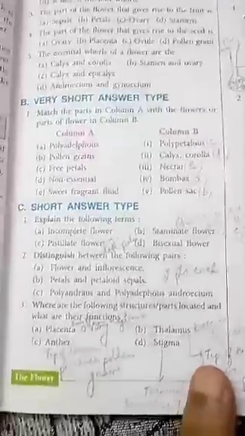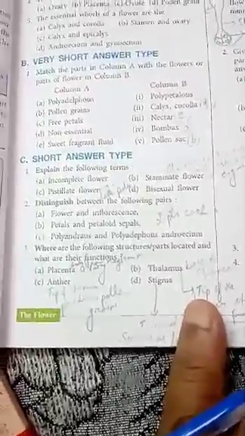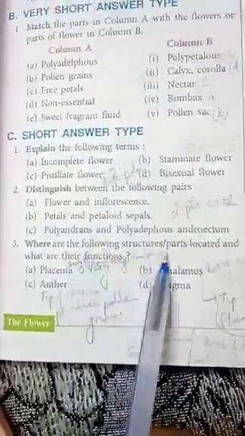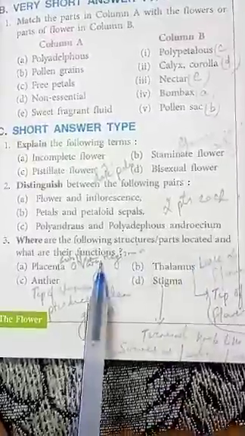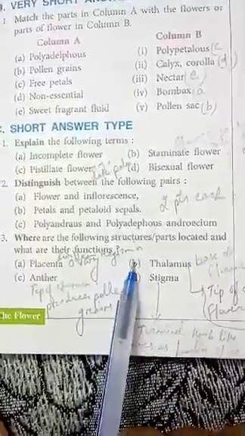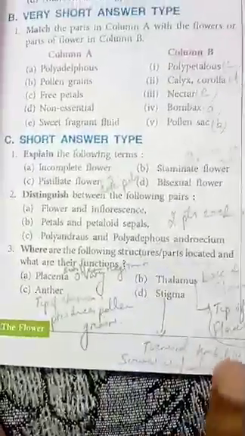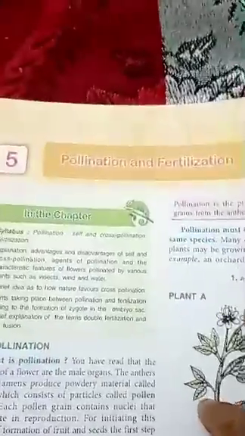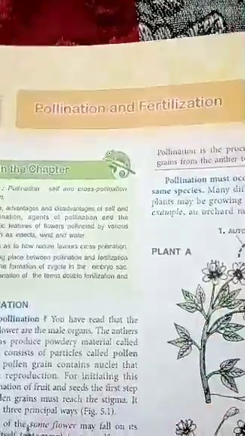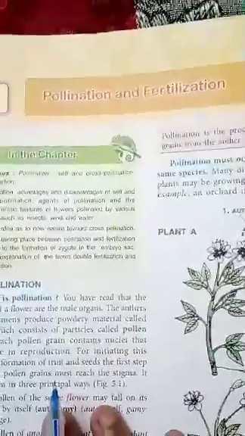Now exercise part, children, please try to solve it all by yourself. Now where are the following structures located? All these locations and functions are very very important. From this chapter, location and function questions come. Now let's move on to the next chapter, that is pollination and fertilization. Why have I taken this chapter along with flower? Because these two are correlated chapters.